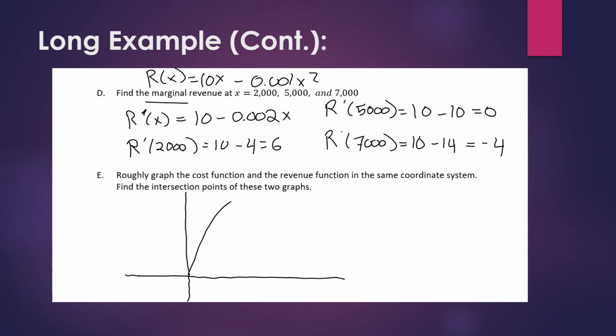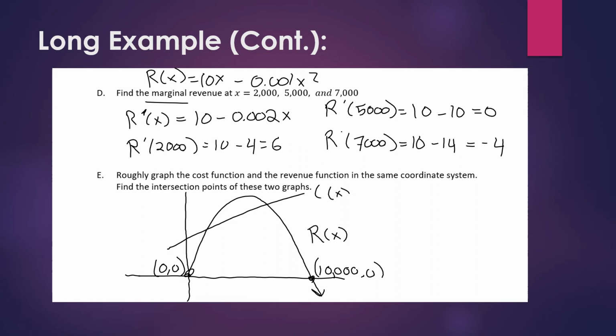So my revenue function is going to be a downwards parabola. And I know that I'm starting at 0, 0, and I'm ending at 10,000, 0. This was the domain of my function. Now I'm going to have the cost function. My cost is linear. It's 7,000 plus 2x. So this was my revenue. This is my cost. And they're asking, where do these two meet?